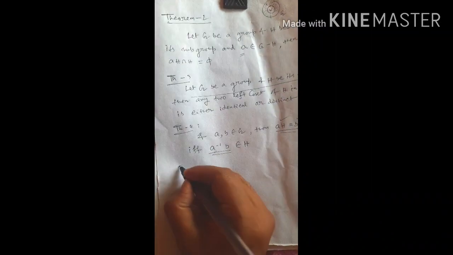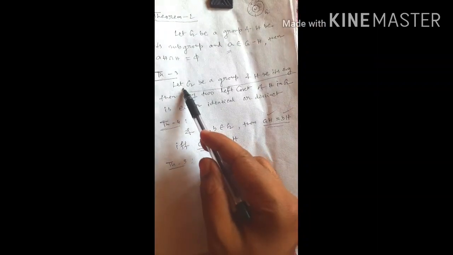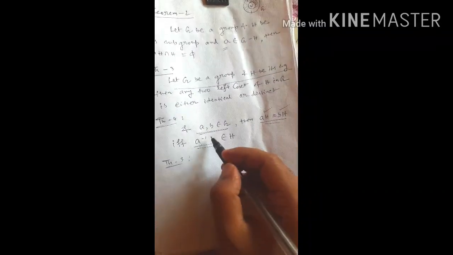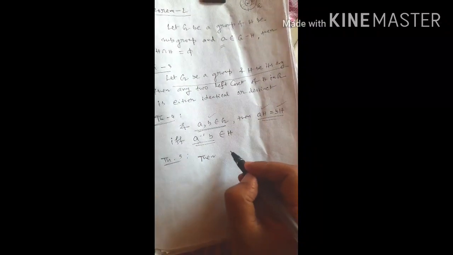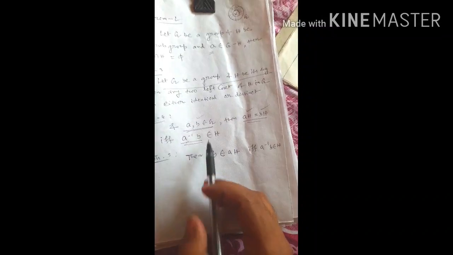Now Theorem number 5. In the same setting, let G be a group and H be its subgroup, and also a, b belong to G. Then b belongs to the left coset aH if and only if a inverse b belongs to H. What I said: let G be a group and H its subgroup, and a, b belong to G, then b belongs to aH if and only if a inverse b belongs to H.